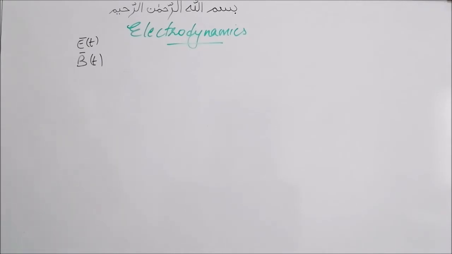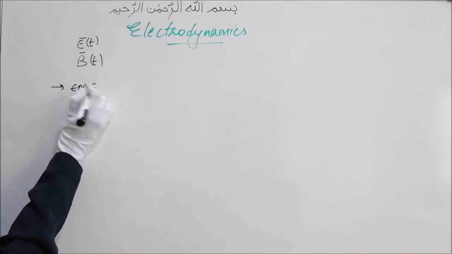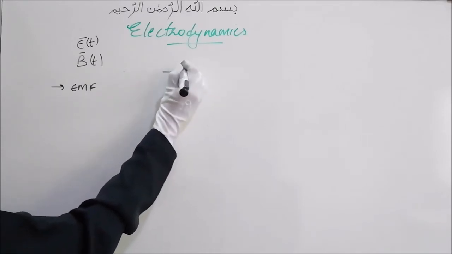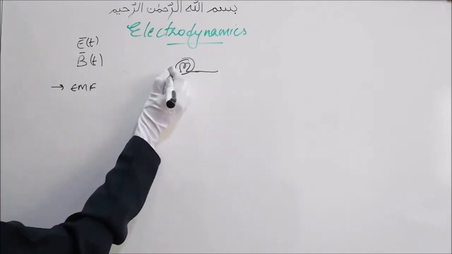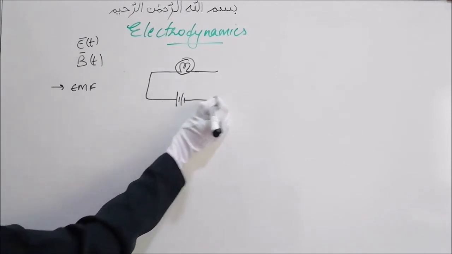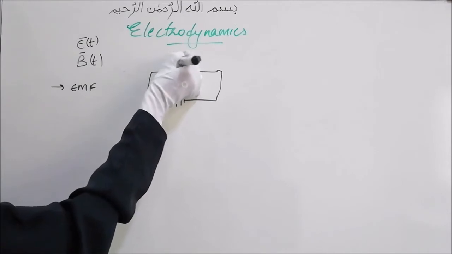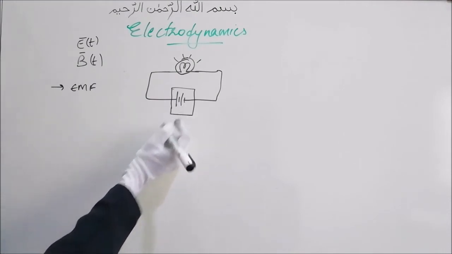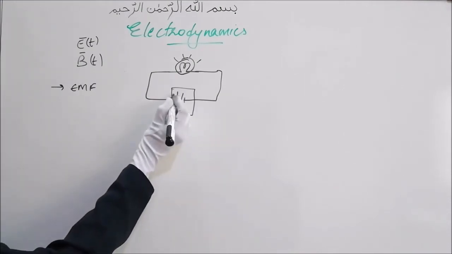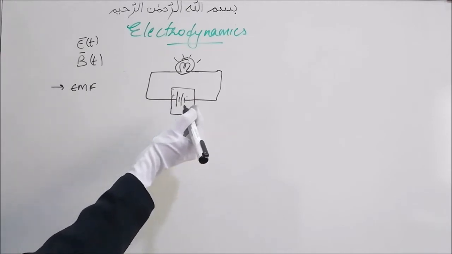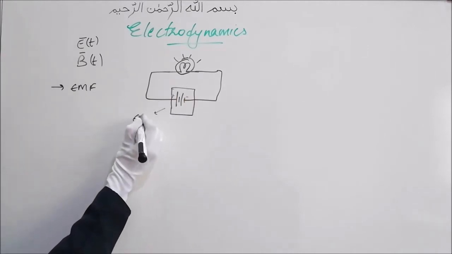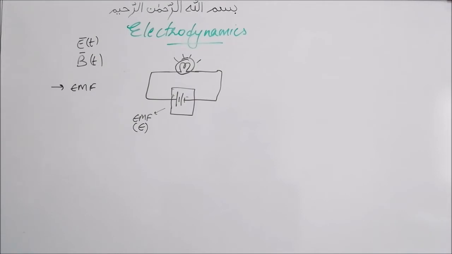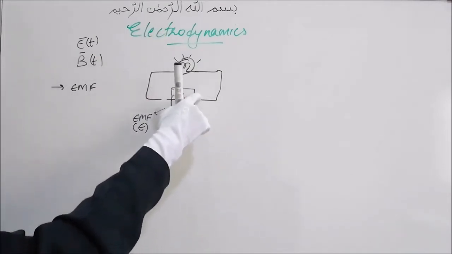To begin with, let's look at EMF first. EMF means electromotive force. Let's consider a simple circuit where we have a bulb and some wires and a battery which is attached to it. You attach the battery and the bulb starts glowing, right? Now if you consider just this battery, then the potential difference across the two terminals of this battery is called the EMF, which is denoted by E, when it is not connected to any external circuit.